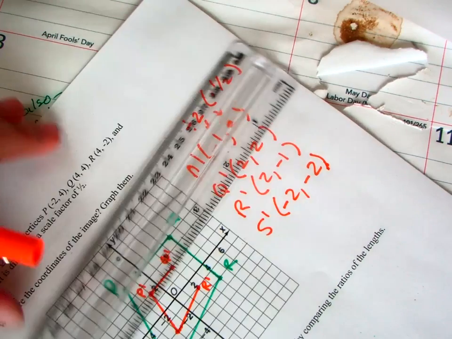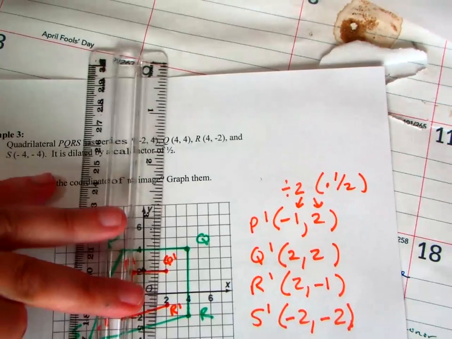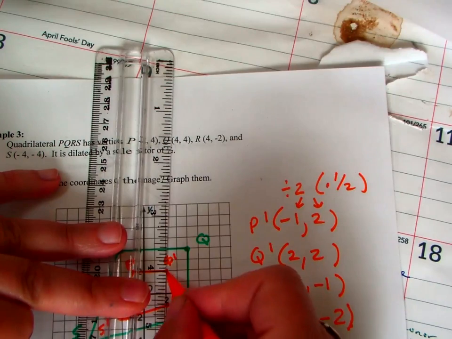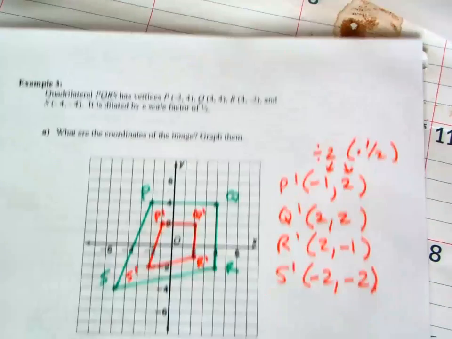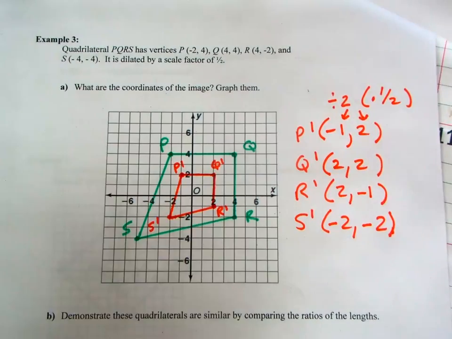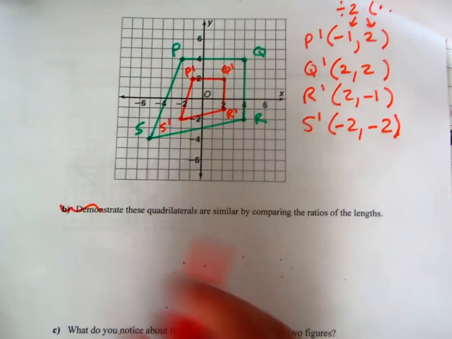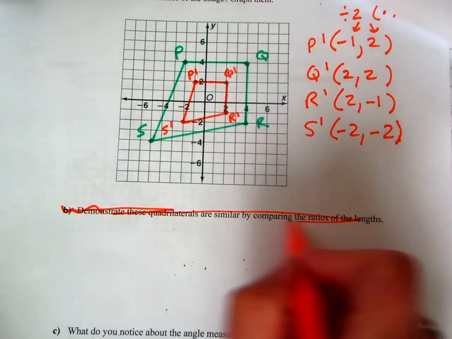Because you can change the size, whereas all of the other transformations that we've done only move the shape. Okay, no changing of the size. All right, so there's my final figure. Those are my coordinates.